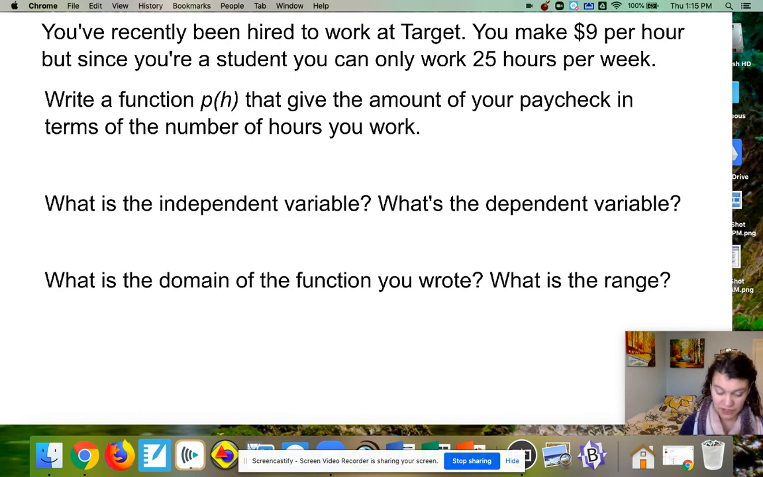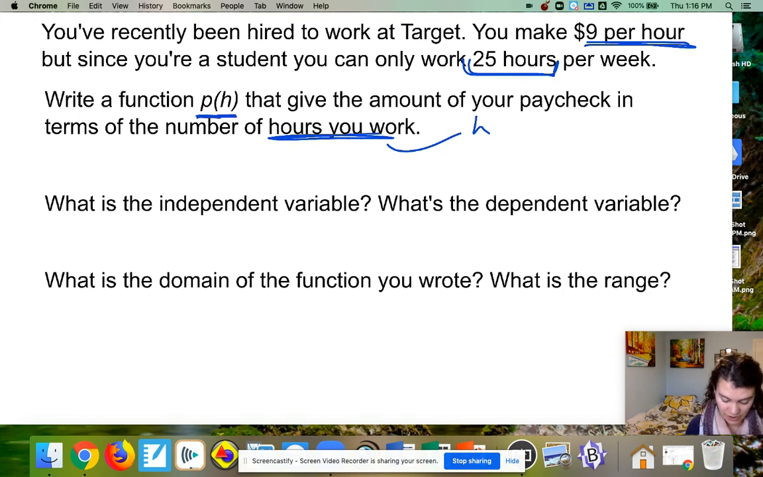Okay, so we're leaving this to a word problem. You've been hired at Target. You make $9 per hour, but you're a student, so you can't work more than 25. So you can work up to 25 hours a week. We want to write a function that gives the amount of money in your paycheck based on the number of hours you work. We're going to say that our variable is h, and we want to use p of h. So p of h is the amount of money you're making, and every hour you work, you get $9. So you can multiply that together to figure out how much you make.